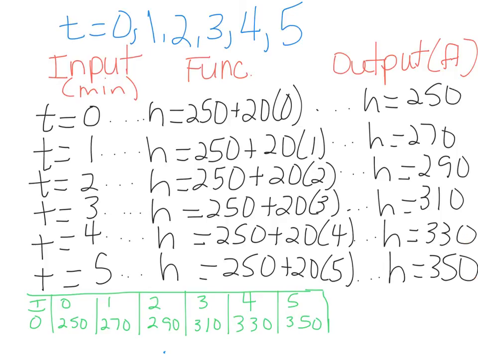Then I can make my chart where the input is the number of minutes and the output is the altitude reached. At 0 minutes, we start at 250. An input of 1 minute gives us an output of 270. An input of 2 minutes gives us 290. 3 minutes gives us 310. 4 minutes gives us 330. And 5 gives us 350. All we did is plug in the values in the domain that we were given.